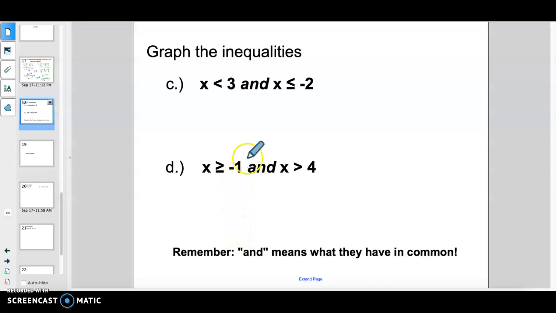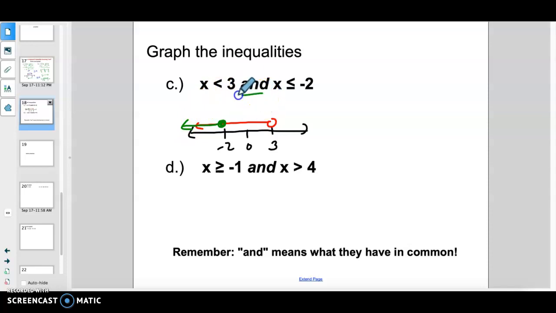For these inequalities, instead of having the variable be in the center of 2 inequalities, they've used the word AND. When you do that, remember we're looking for what they have in common. So if I draw my number line, I've got x is less than 3. I'm just going to start putting 3 and -2 on the number line. So x is less than 3, we're going to have an open dot at 3, and then we're less than 3. And then x is less than or equal to -2, so I'm going to have a solid dot at -2, and then we're going less than -2.